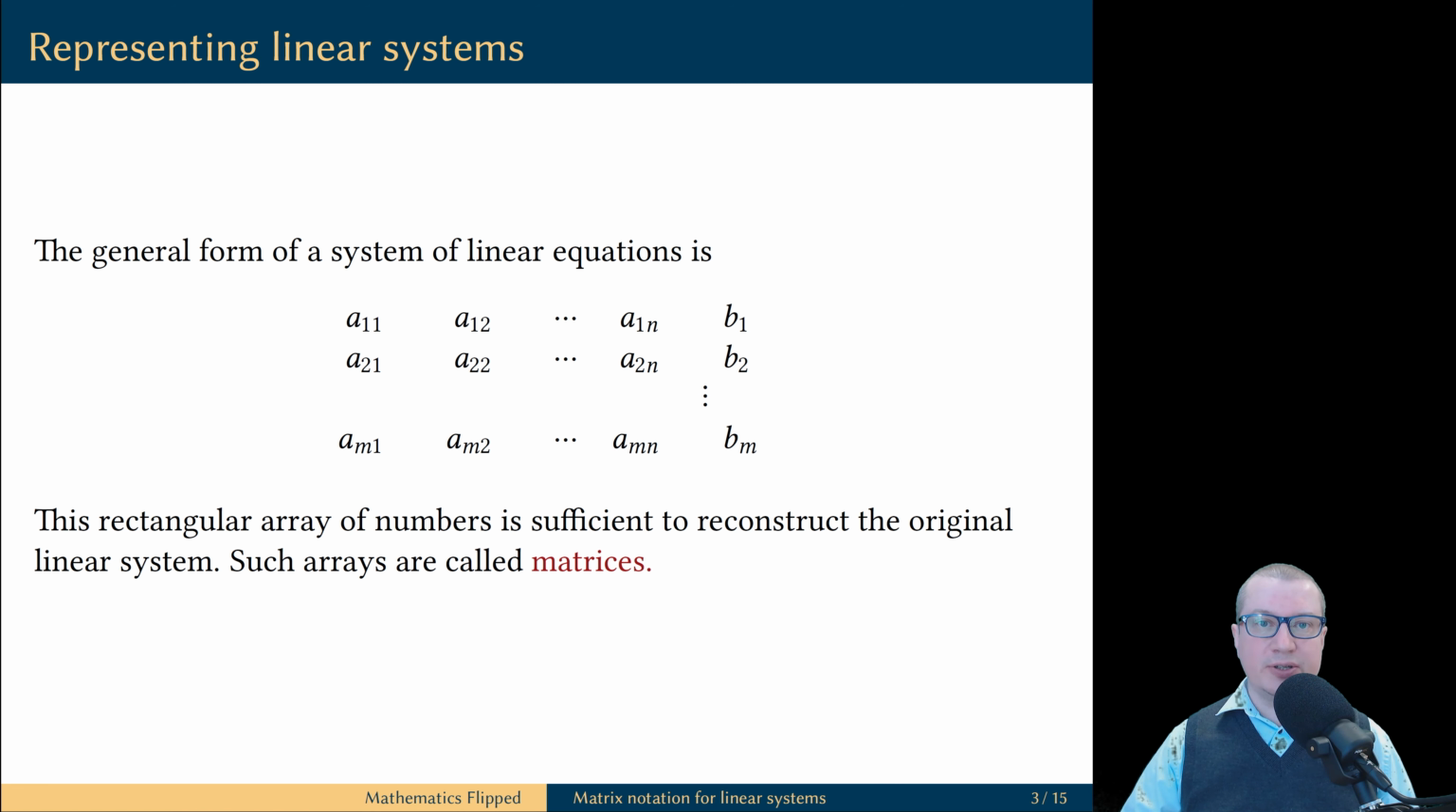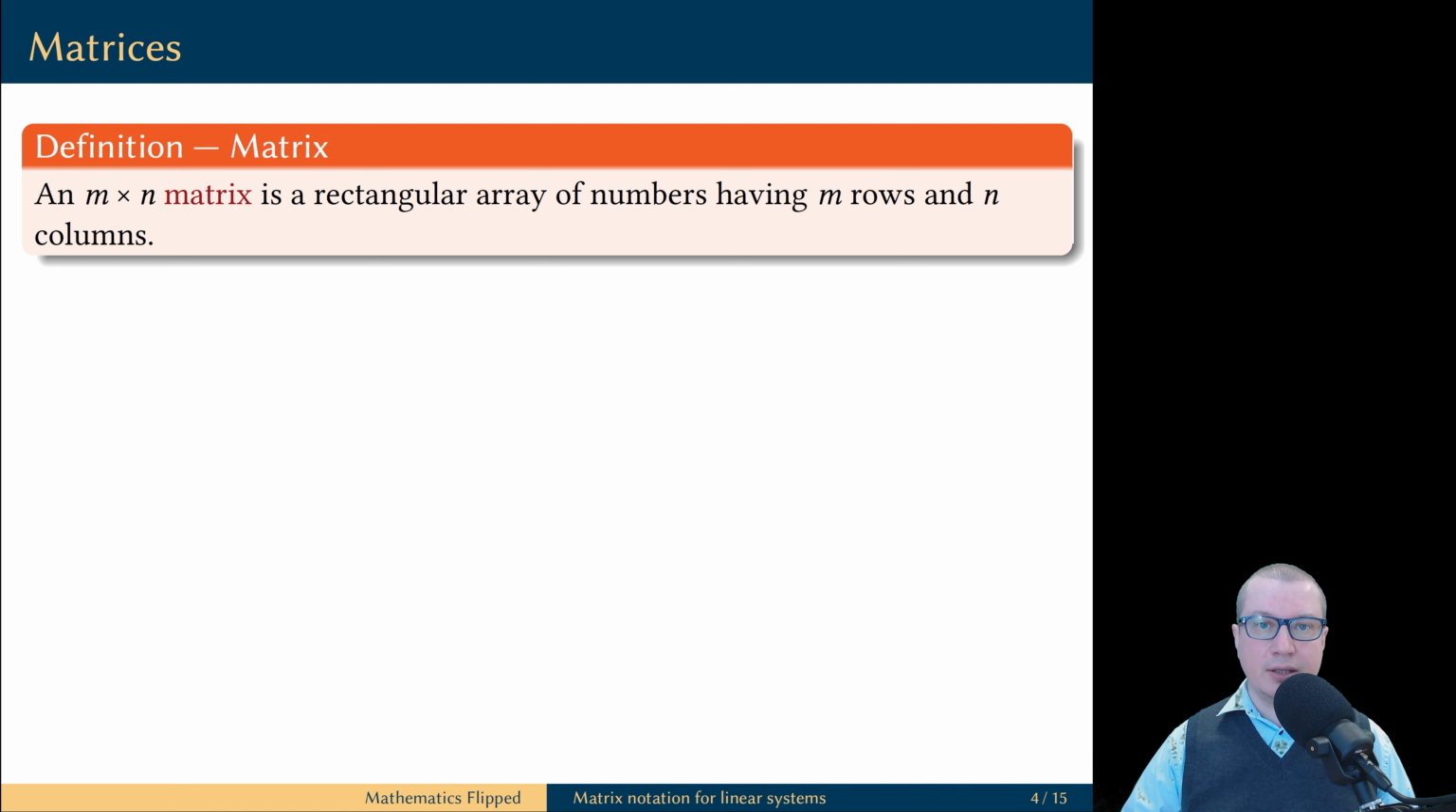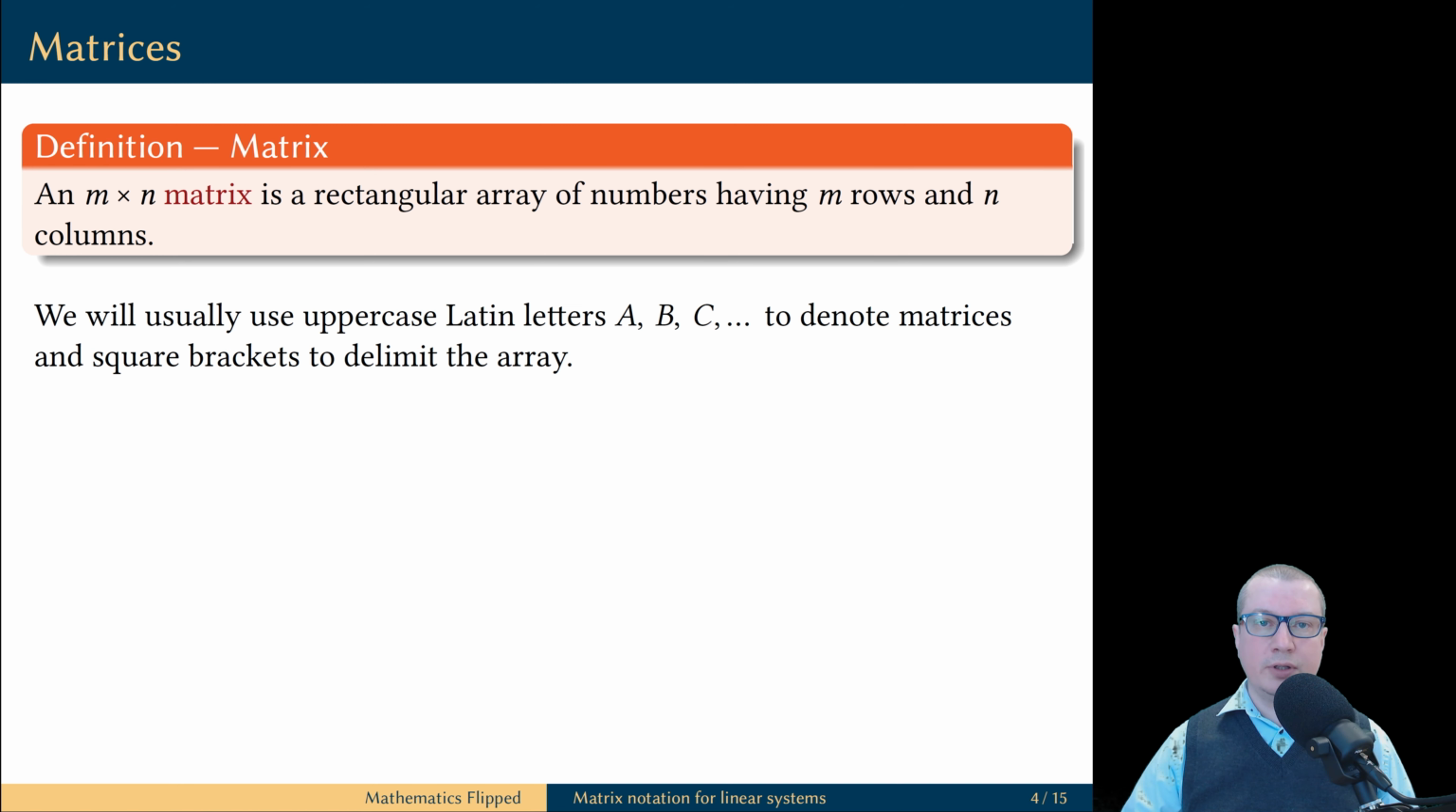The first number in the size of the matrix indicates the number of rows in the array, and the second number in the size of the matrix indicates the number of columns in the array. We will usually use uppercase Latin letters such as A, B, C, and so on to denote matrices, and when we write a matrix as an actual rectangular array of numbers, we will use square brackets to delimit this array.